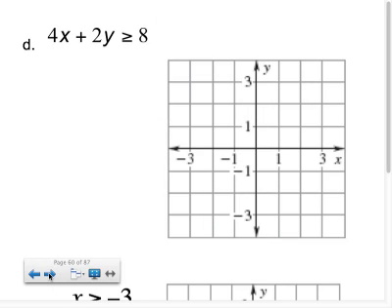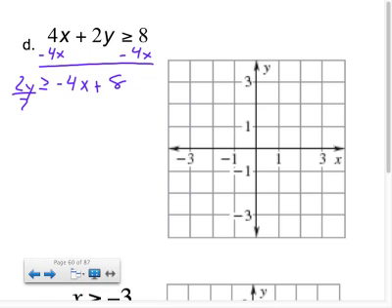Okay. Part D. I've got to do a little bit of work here to find the equation of the boundary line, so I'm going to use the skills that we've worked on so far this chapter. So 2y is greater than or equal to negative 4x plus 8. Divide everything by 2. So y is greater than or equal to negative 2x plus 4. So there's my boundary line.